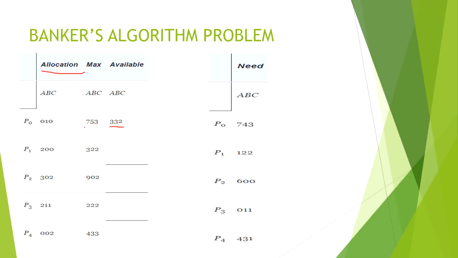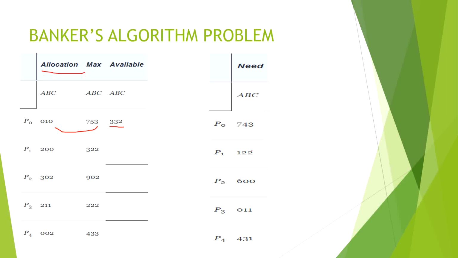So 7 minus 0 is 7, 5 minus 1 is 4, and 3 minus 0 is 3. In a similar way we can calculate 3 minus 2 is 1, 2 minus 0 is 2, and 2 minus 0 is 2, so 1 2 2. Then 9 minus 3 is 6, 0 minus 0 is 0, and 2 minus 2 is also 0. So process 2 needs 6 instances of resources. In the same way the full need array is calculated.